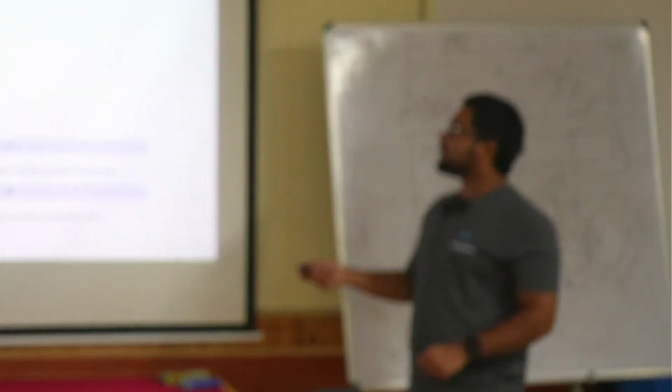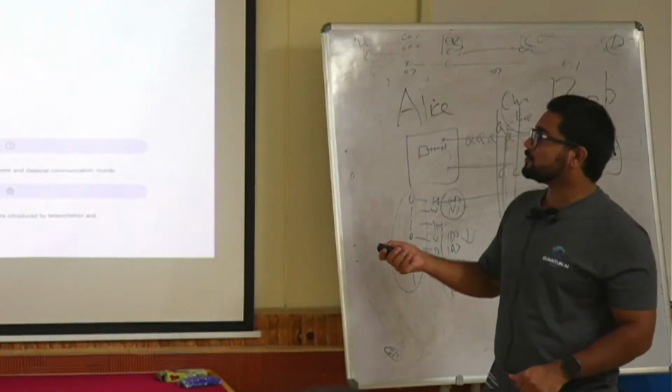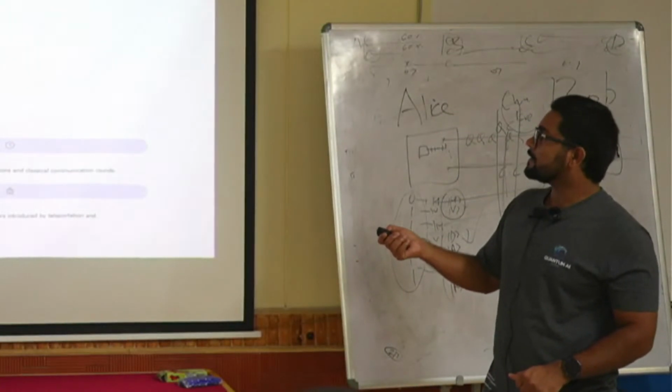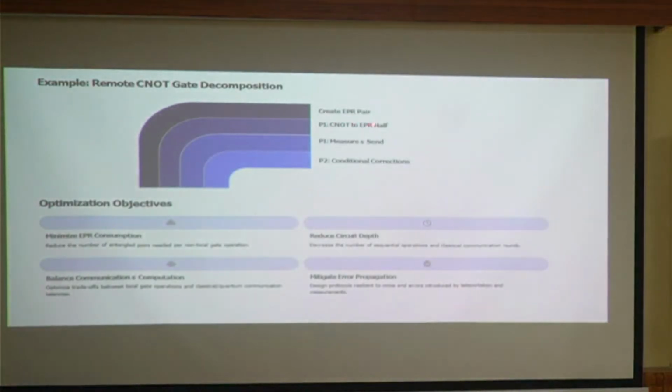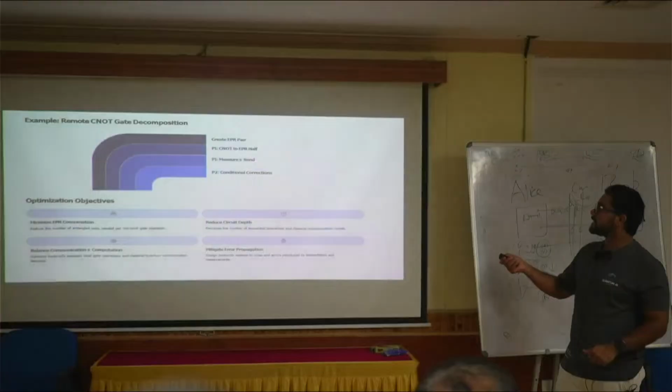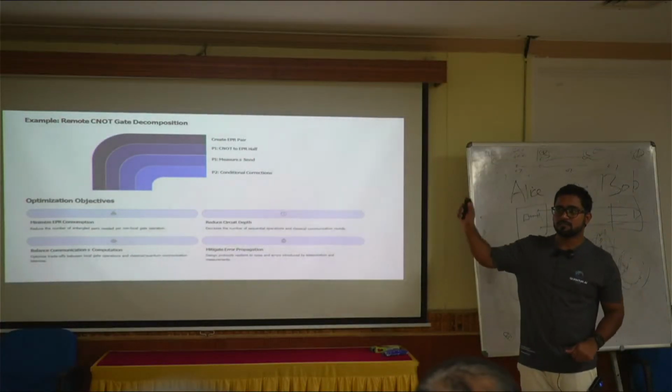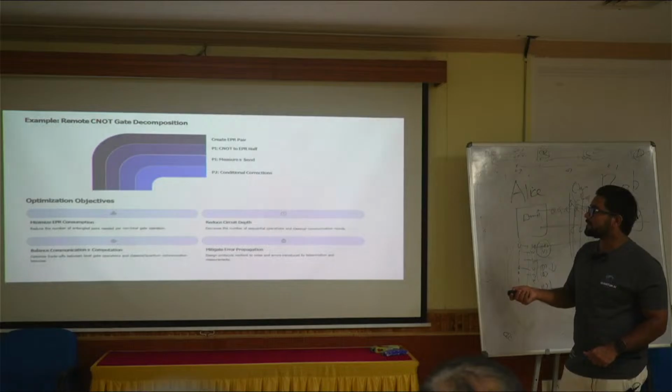So for a non-local CNOT, what you will do is first create an EPR pair, then do a CNOT with one EPR half, measure and send, and then apply conditional corrections. So multiple steps will be involved.